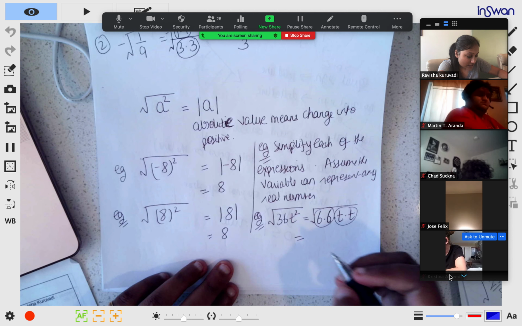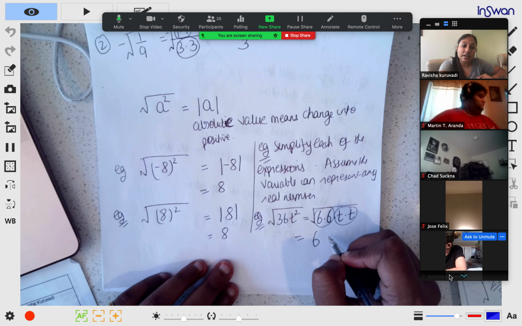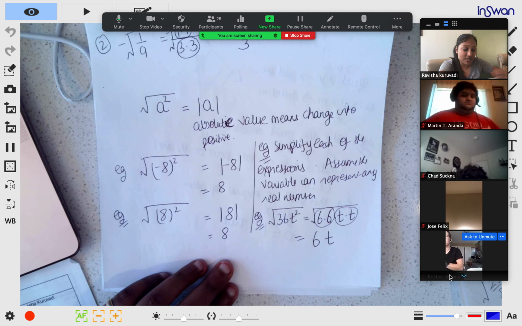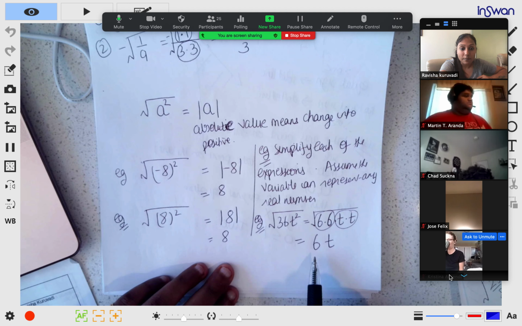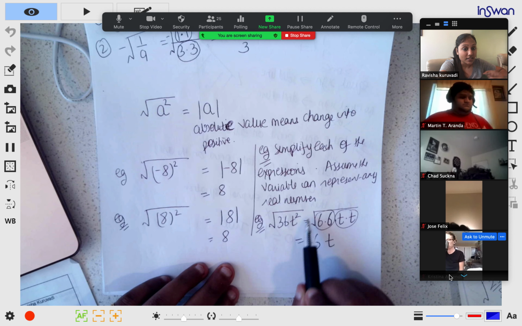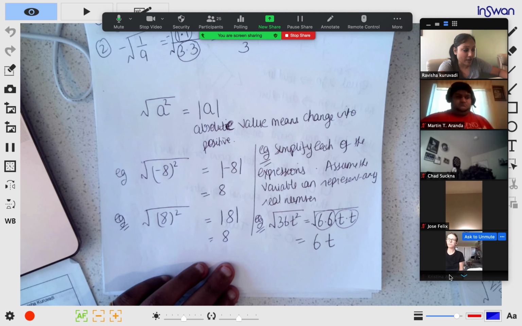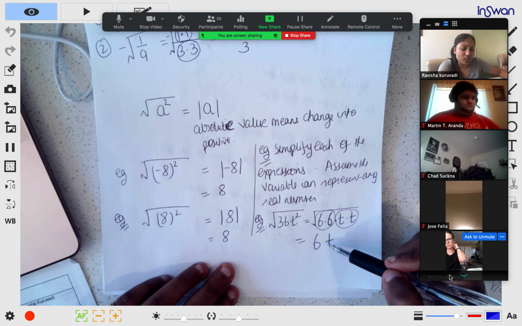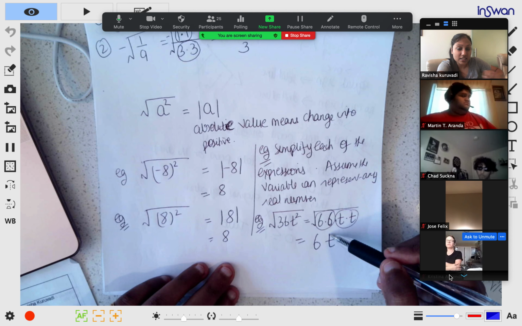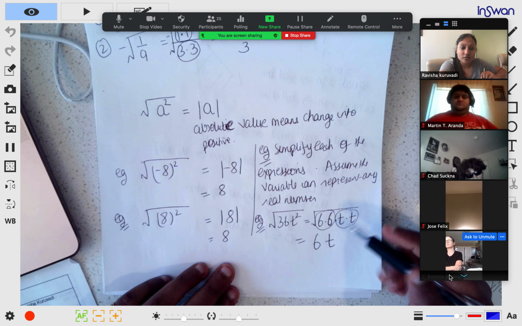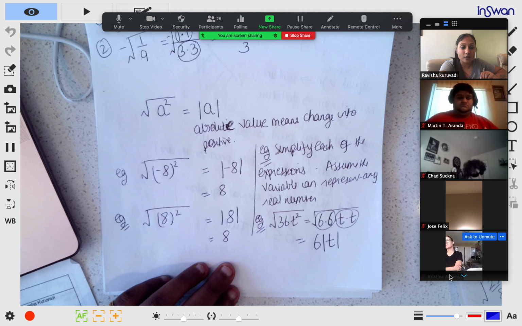6t. That's correct. But the only problem with this t is, 6 is positive, I know. My answer should be positive here. I cannot have my final answer negative unless I have a negative sign outside. But I did not have a negative sign outside. They say t could be any real number. If I put t as negative 1, this whole thing will become negative. So it's wrong. So my final answer is actually 6 times the absolute value of t. That means whatever is t, I need to make that positive.